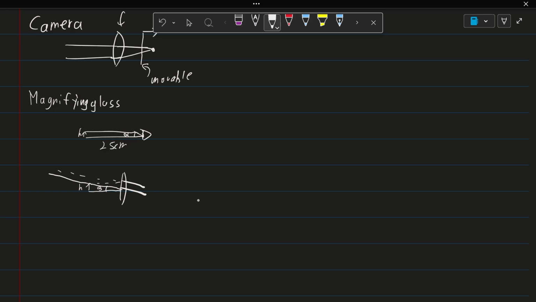Anyways, we will call angular magnification the change of the solid angles, beta and alpha. So what's beta here? It's tangent beta, which is h over the length. From here to here, we'll just call this the focus.